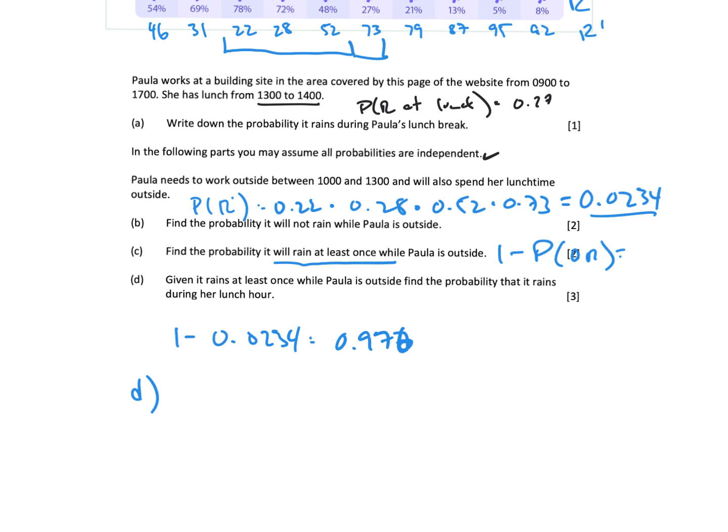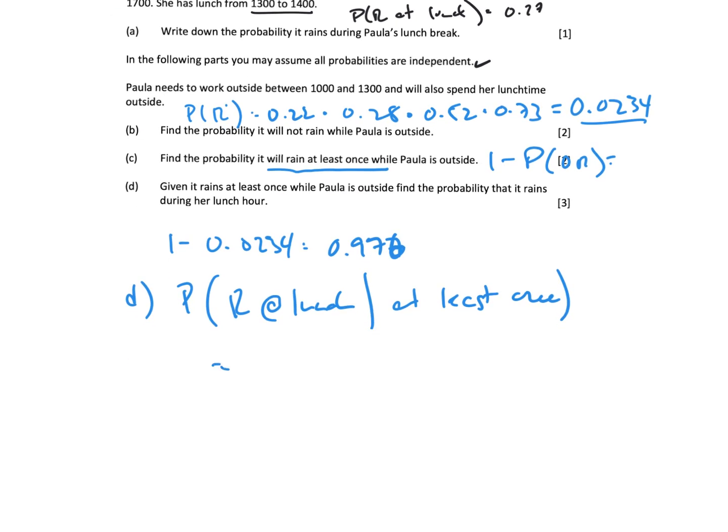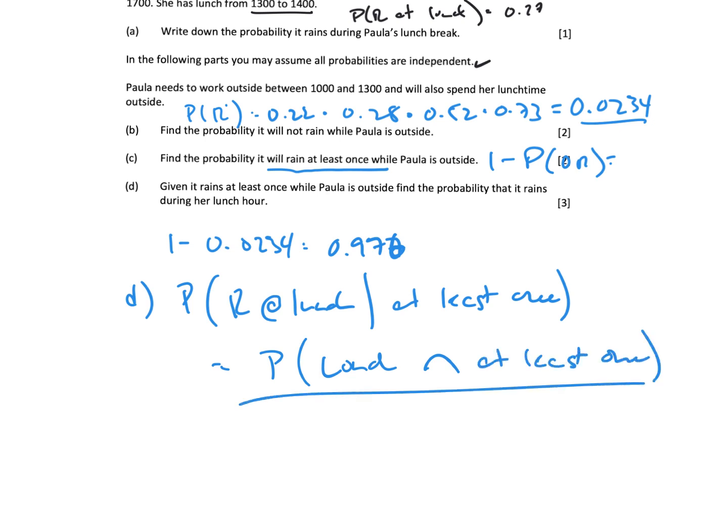And then finally, D part says, given it rains at least once while Paula is outside, find the probability that it rains during her lunch hour. So find the probability it rains at lunch, given at least once. Well, that means I'm going to take the probability of lunch and at least once over the probability of at least once.